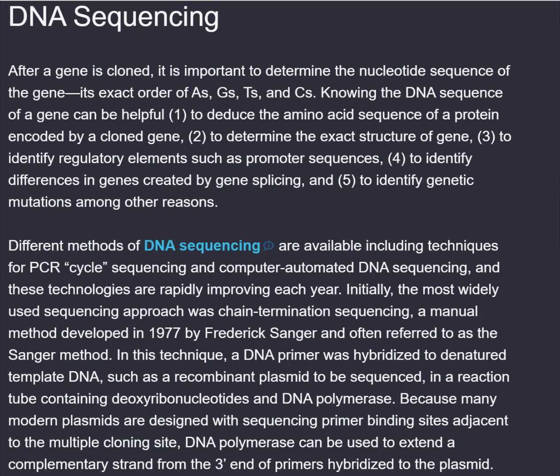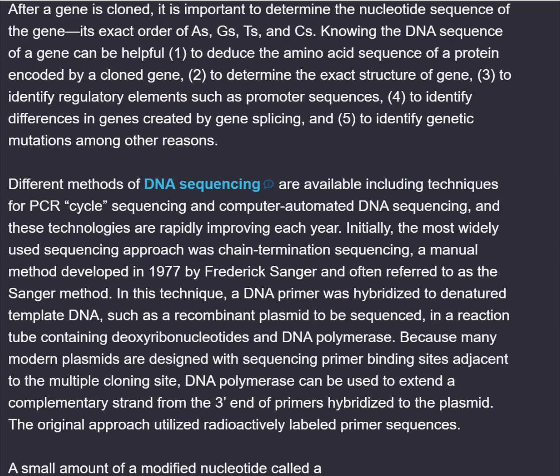DNA sequencing. After a gene is cloned, it is important to determine the nucleotide sequence of the gene, its exact order of As, Gs, Ts, and Cs. Knowing the DNA sequence of a gene can be helpful.